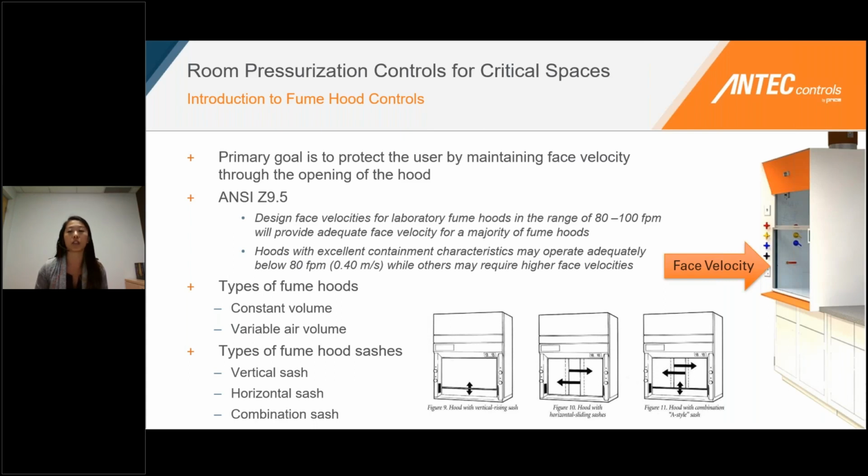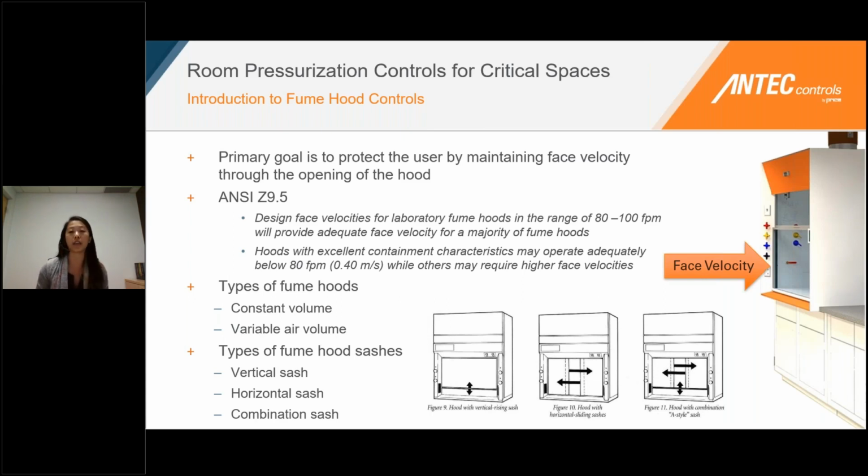ANSI Z9.5 also has a list of other face velocities that could be used, and reasons why they could or could not be applicable to the specific application that you're working on. But for the most part, we do see 100 feet per minute as a target. We do see it go as low as 80 feet per minute in occupied mode as people try to target some energy efficiency solutions. ANSI Z9.5 also says that hoods with excellent containment characteristics may operate adequately below 80 feet per minute.